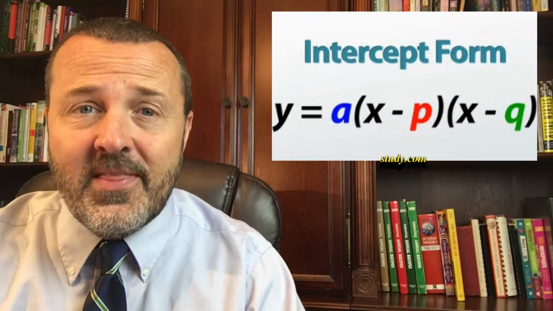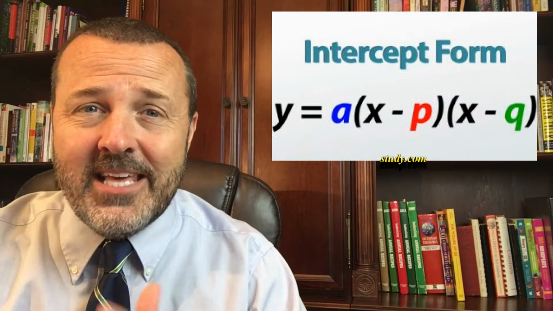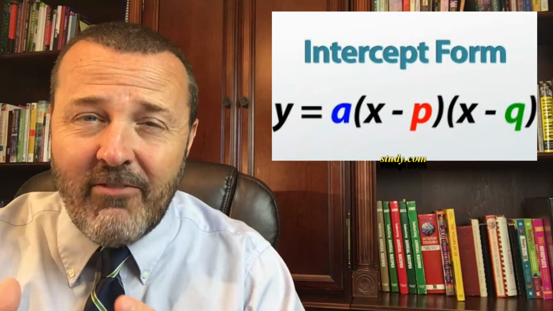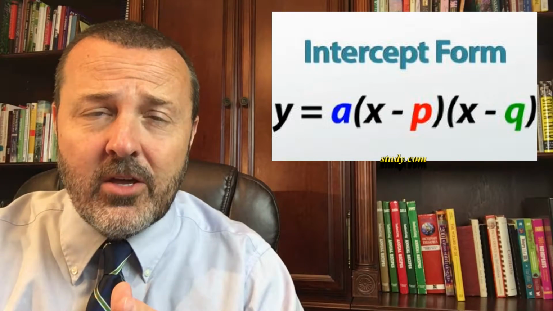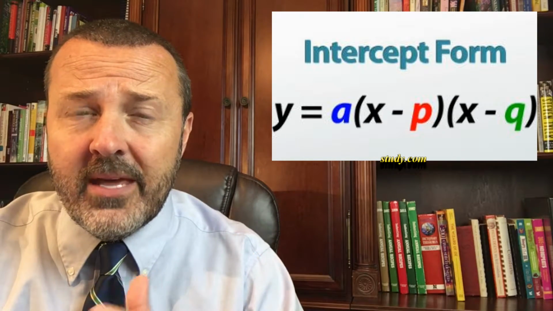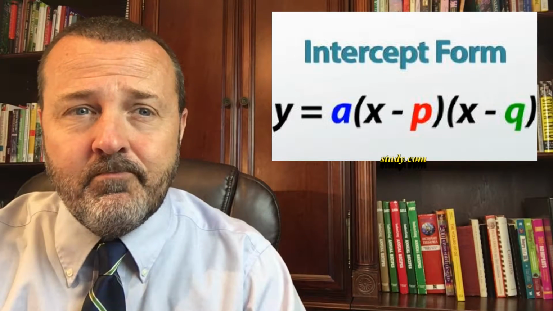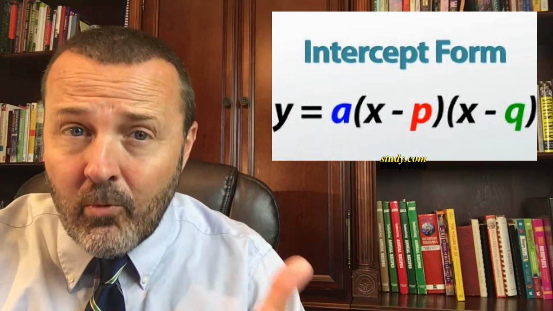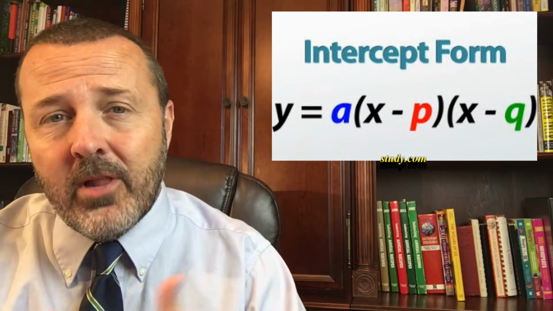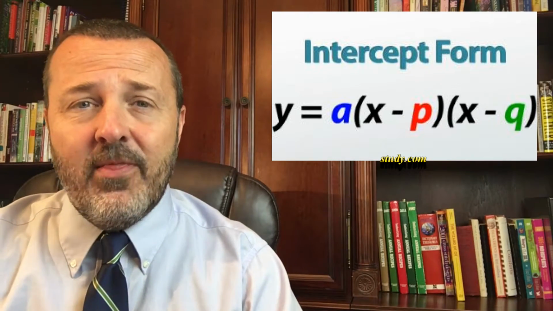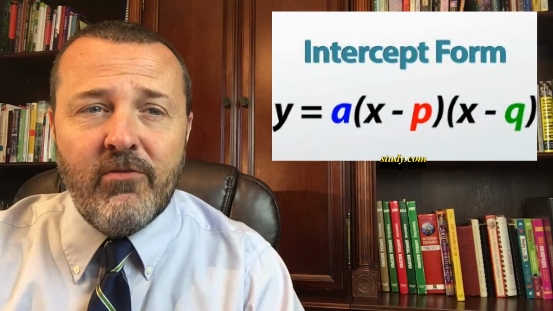Also, we can determine the axis of symmetry because the axis of symmetry will be halfway between the p and the q, or the sum of the p and the q divided by 2. From that, we'll know the x value, and we can plug back into our function to find the y value to get the actual vertex.